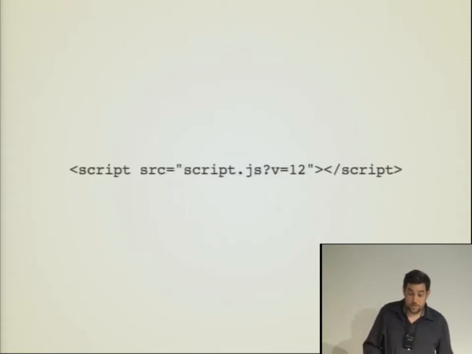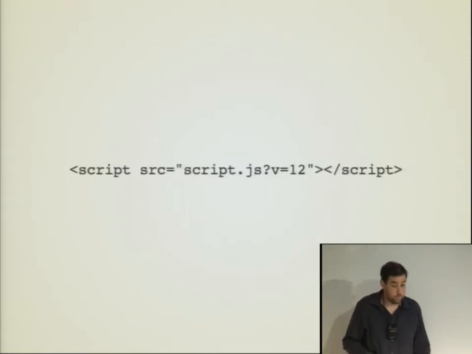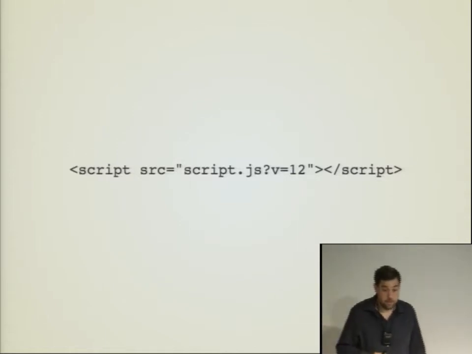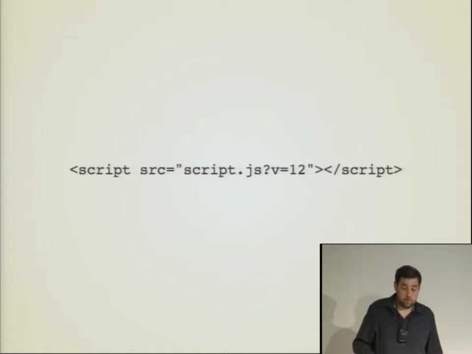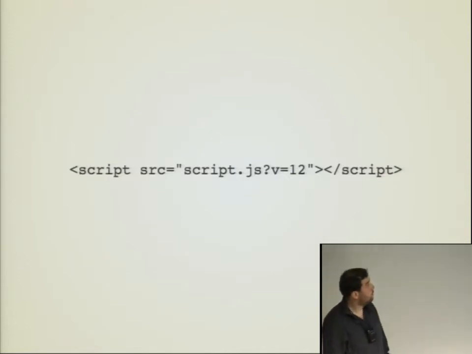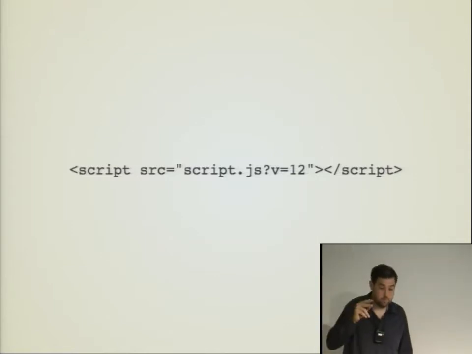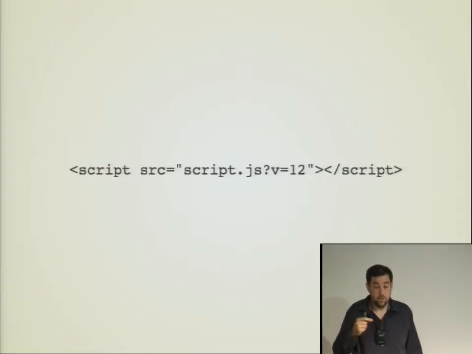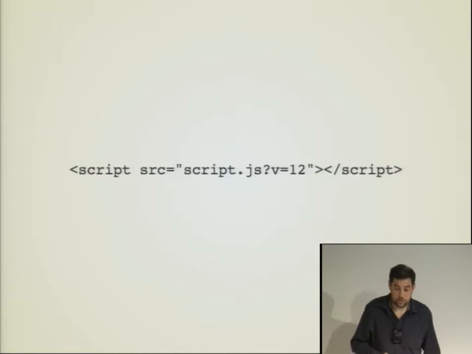What we should do is use versioning to version our CSS and JavaScript. The easiest way to do that is to just add a parameter like v equals 12, and if you change something in the script, you just increment this number to 13, which doesn't have any impact on the JavaScript, but tells the browser to refetch everything.